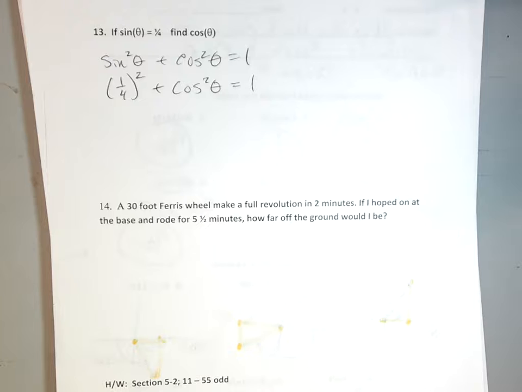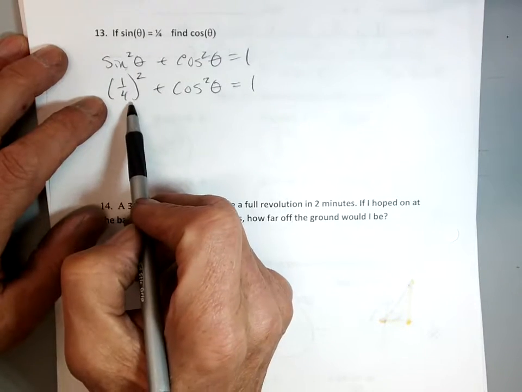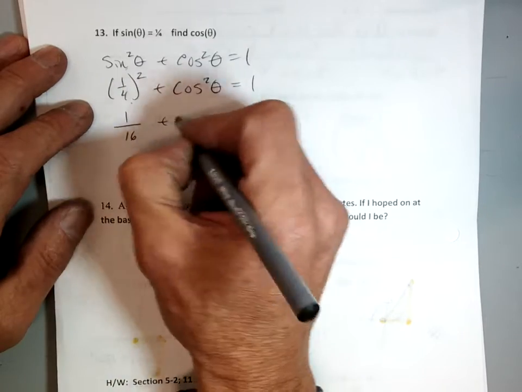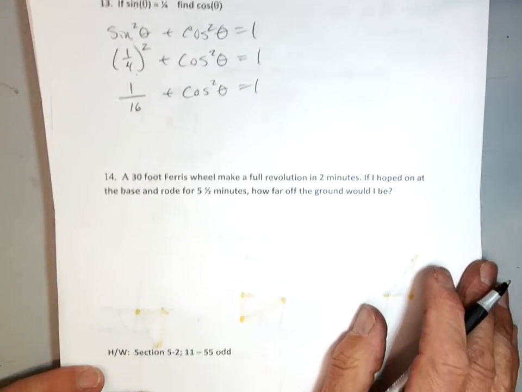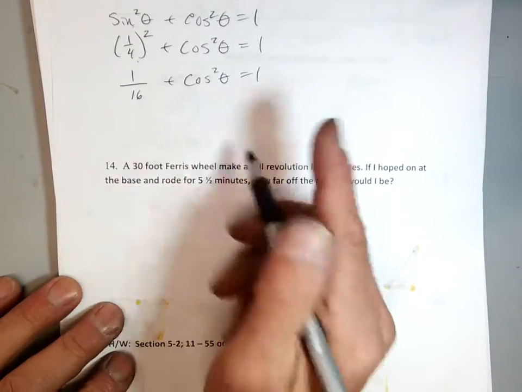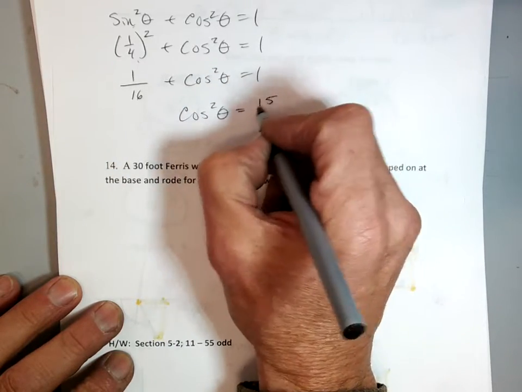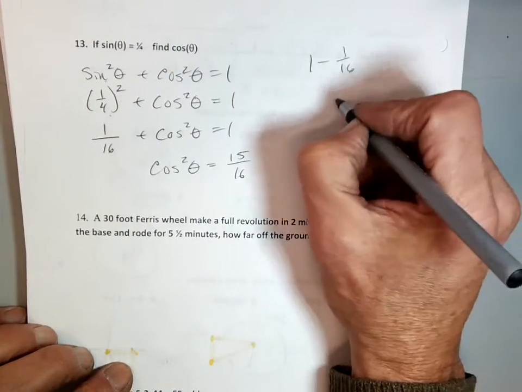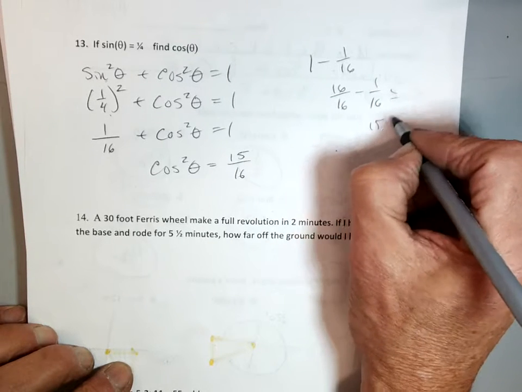You guys agree with that? So, I put in my 1/4. Sine squared is really that squared, so I'll have 1/16 plus cosine squared theta equals 1, right? Minus 1/16, I'll have cosine squared theta is equal to 15/16, because 1 minus 1/16 is 16 over 16 minus 1/16, which is 15/16. You guys okay with that?